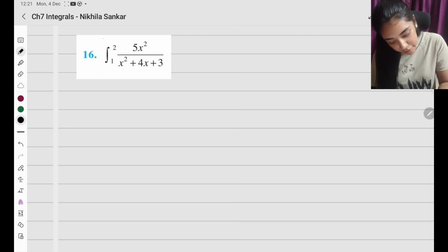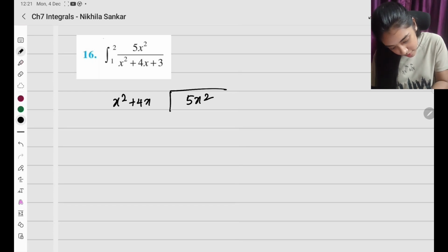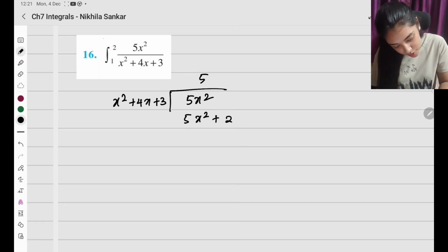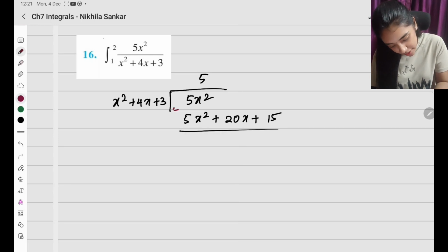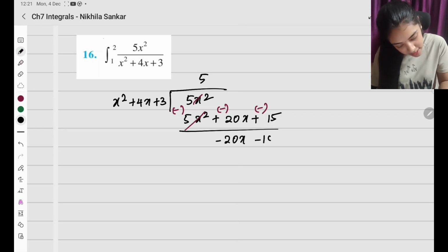I have 5x square divided by x square plus 4x plus 3. I need to multiply by 5. So I have 5x square plus 5 4s are 20x plus 15. Now I need to subtract. Only then will it cancel. So this gets cancelled. I'm left with minus 20x minus 15.